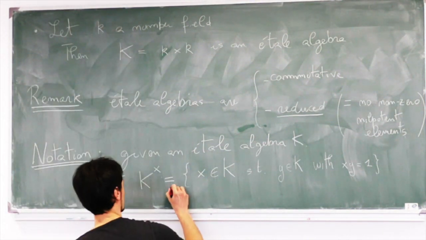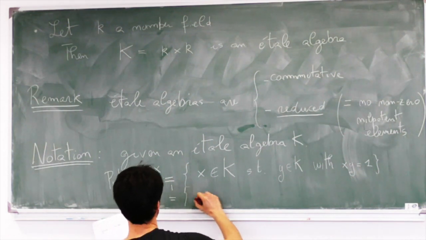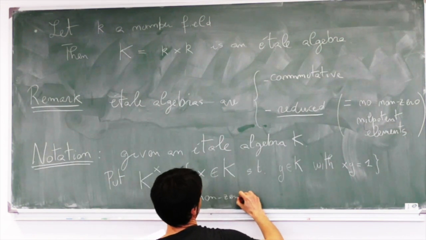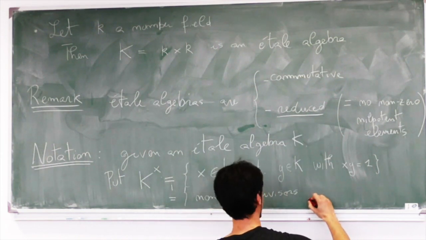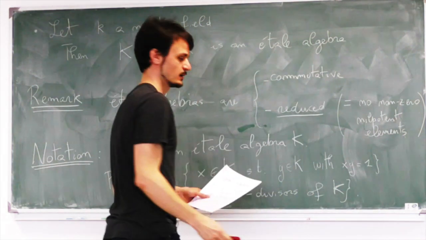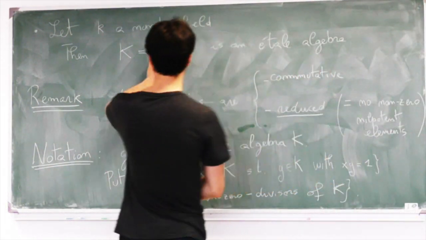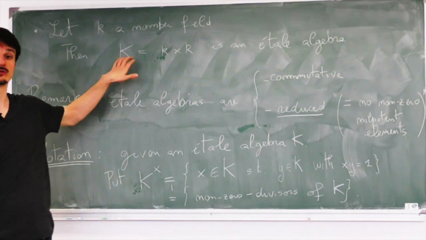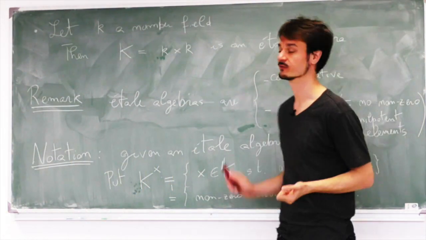It's quite easy. Another way to see this K star is as the set of non-zero divisors in K, or of K. So in particular, if K is a number field, let's say equal like the small k, then this group consists of all the non-zero elements of K, because in a field, every non-zero element is invertible, so it will fall in here.